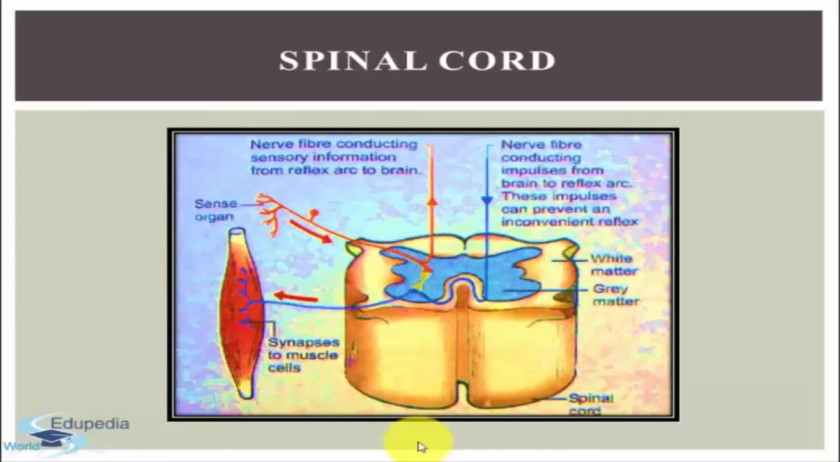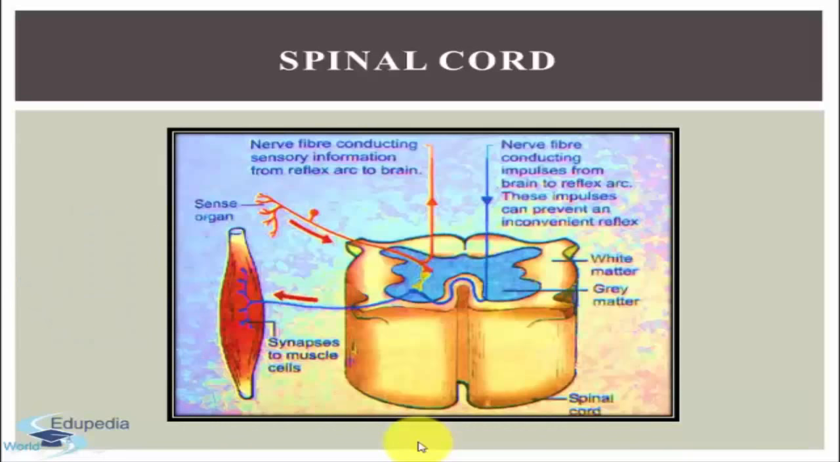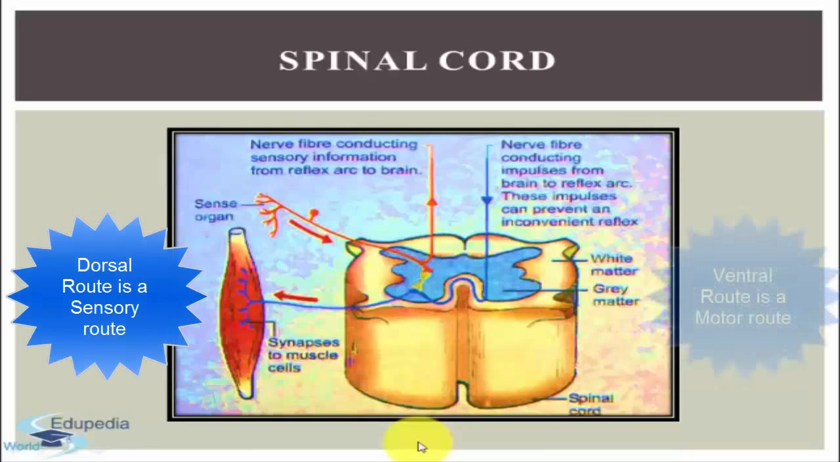See, there are 31 pairs of spinal nerves leaving the spinal cord from between the vertebrae. Each spinal nerve has two separate connections with the spinal cord: a dorsal root, which is a sensory root, and a ventral root, which is a motor root.